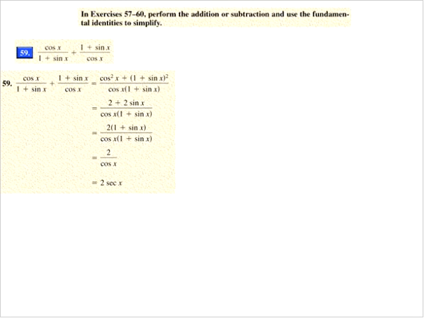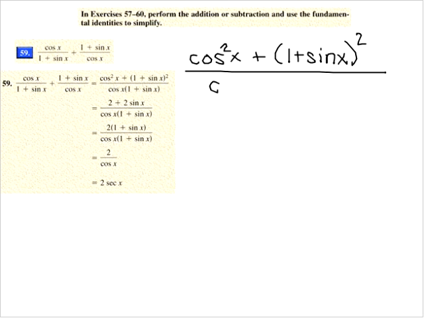For the next one, perform the addition or subtraction. We need common denominators. That means I need to multiply my first fraction by cosine, and when I do that, I get cosine squared x. I need to multiply my second fraction by 1 plus sine x, so I'd have 1 plus sine x times 1 plus sine x, which is the same thing as saying it's squared. Cosine x.